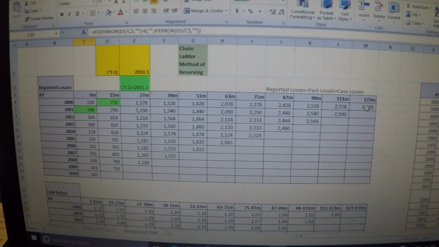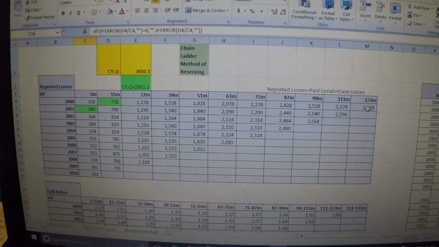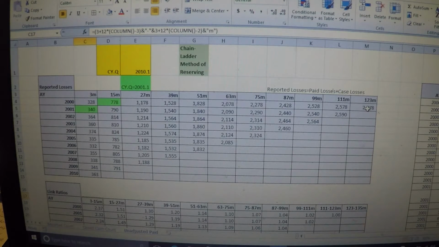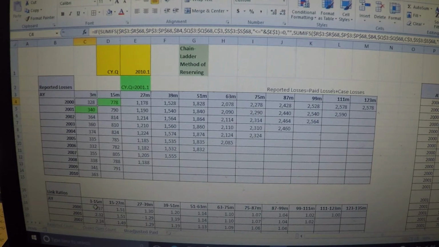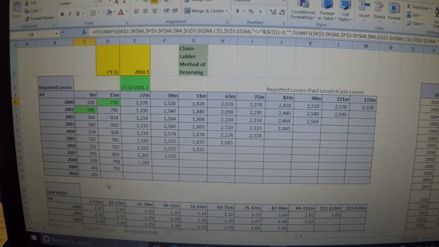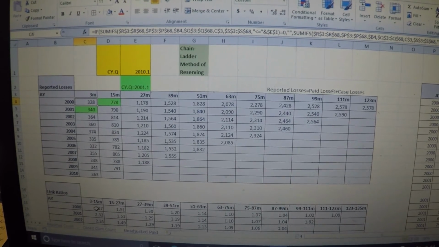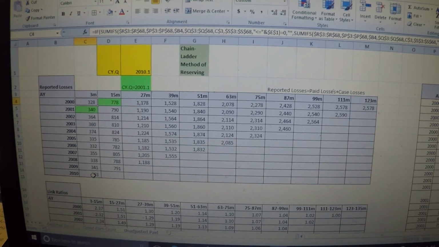And what these represent, 2.37, this is just the quotient of 778 divided by 328. So this number right here represents the quotient of 778 and 328. What we're saying here is basically, this gives us an estimate of how reported losses 3 months out from an accident year develop to the next year.